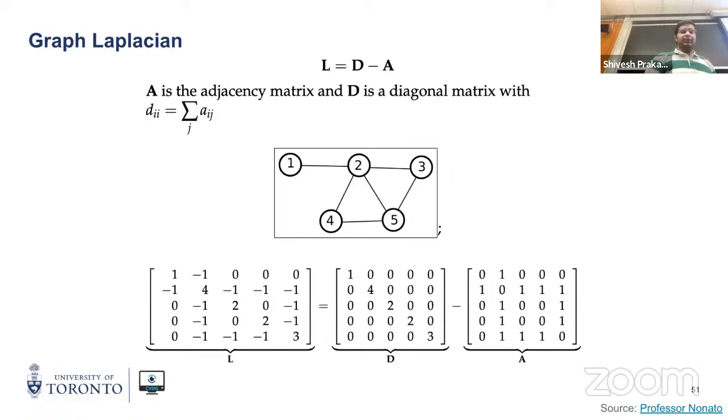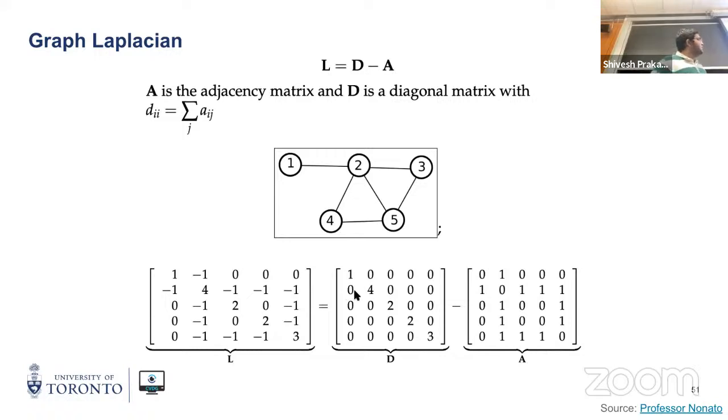So the next topic we need to study is the graph Laplacian. Let's say you have this particular graph and you already learned about the adjacency matrix A. Let's define another matrix, called capital D, the diagonal matrix, which has the degree of each node on its diagonal. Basically, it represents the number of connections each node has.